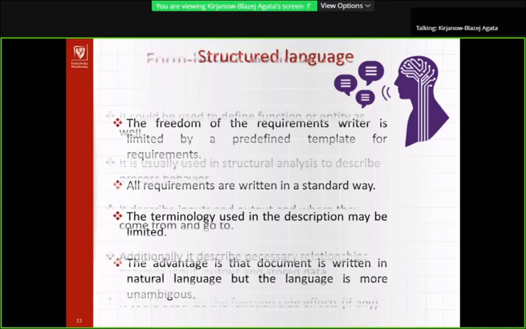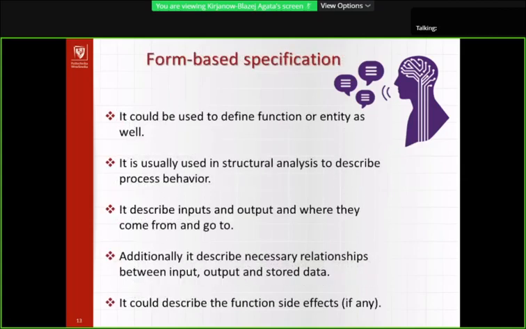And a third method, a form-based specification. It could be used to define a function or entity as well. It is usually used in structural analysis to describe process behavior, and it describes inputs and outputs and where they come from and go to. Additionally, it describes the necessary relationship between input, output, and stored data. It could describe the function's side effect, of course, if any.